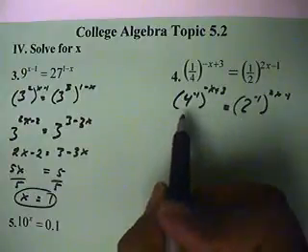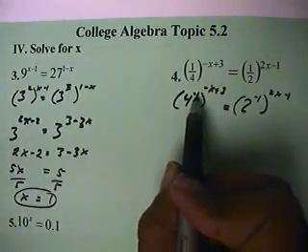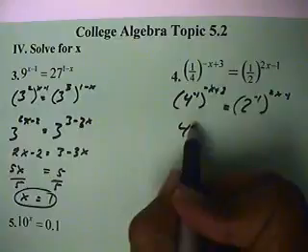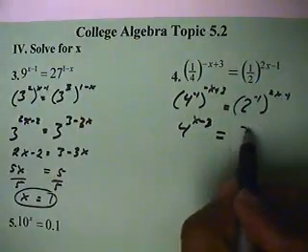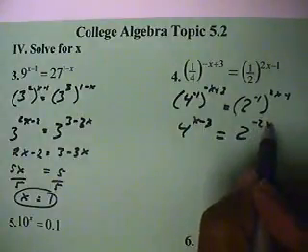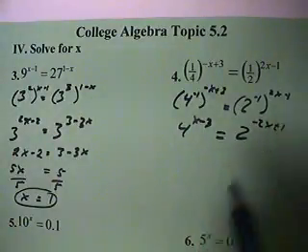Now, the negative 1 here, we're going to distribute here. So we'll have 4 to the positive x minus 3. And the negative 1 will distribute here. So we'll have 2 to the negative 2x plus 1.